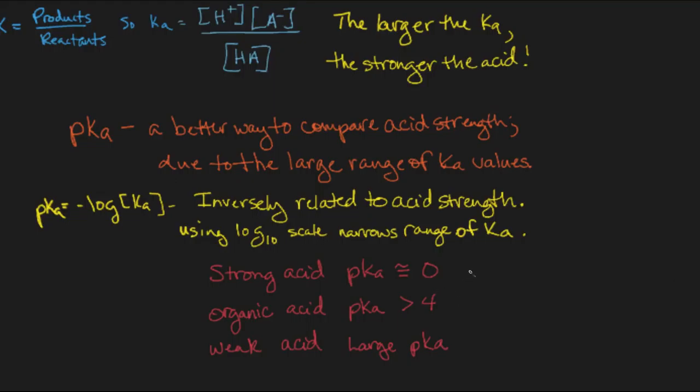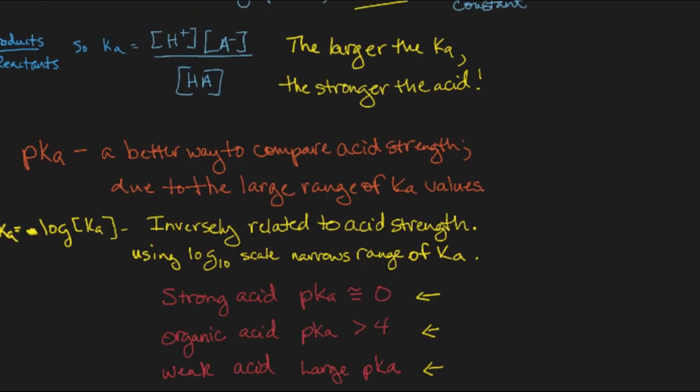So strong acids typically range around 0. Organic acids roughly greater than 4. Weak acids can have larger pKs, greater than 40 or so. Okay, so that's basically pKa. Remember, Ka is directly correlated to acid strength, proportional, whereas pKa is inversely proportional.